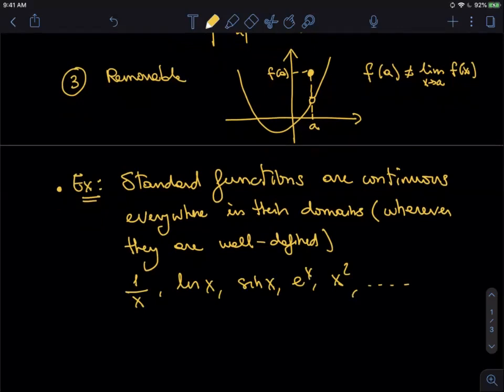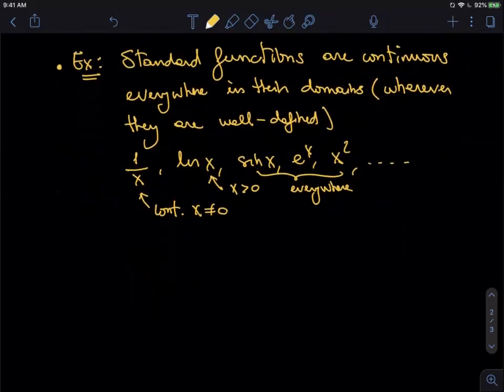So for example, if I pick 1 over x, this one is continuous when x is different from 0. The logarithm, whenever x is positive. And then the sine of x, the exponential, and x squared are continuous everywhere. We just need to find the domains, and that's it. More good news about continuity.